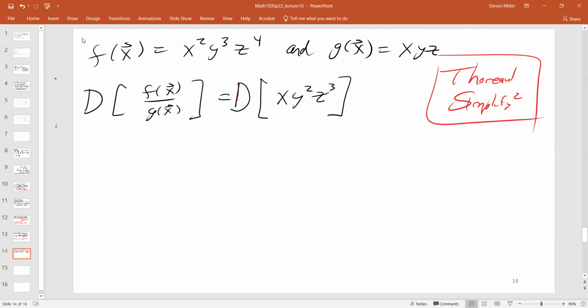So now, if I want to calculate the derivative, I take the derivative of the first piece with respect to x. What is the derivative of the first piece? What's the derivative with respect to x? Y squared z to the third. Now, for the second component, I take the derivative with respect to y. What's the derivative with respect to y?